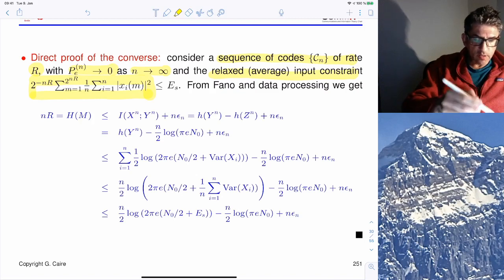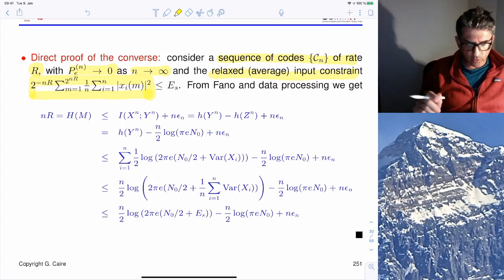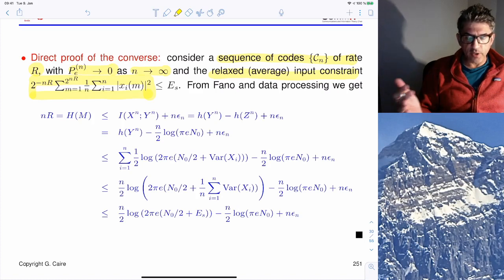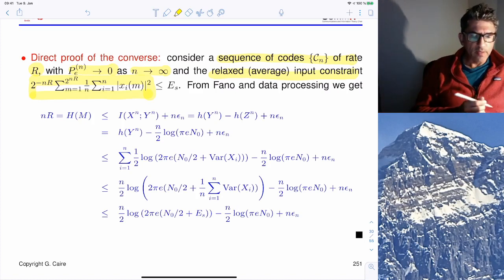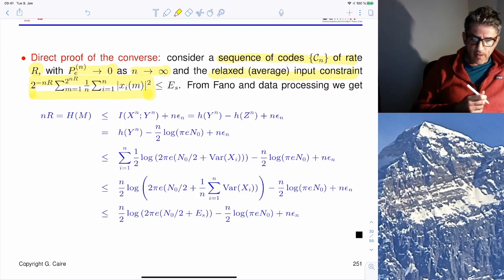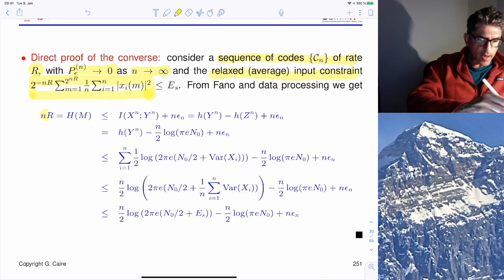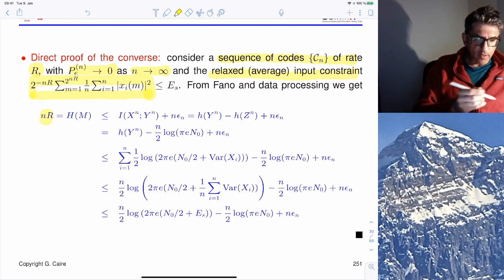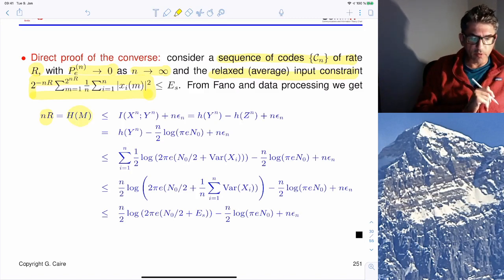So, of course, this is relaxed because we are, instead of imposing this constraint per code word for each m, we impose the constraint only on average over all the code words. So certainly we cannot make worse, so there is no restriction here. In fact, we are enlarging a little bit the family of admissible codes. And then let's see what happens. Using Fano inequality and data processing, we can write n times r is the log of the size of the message set, so messages are uniform, so it's the entropy of the message.